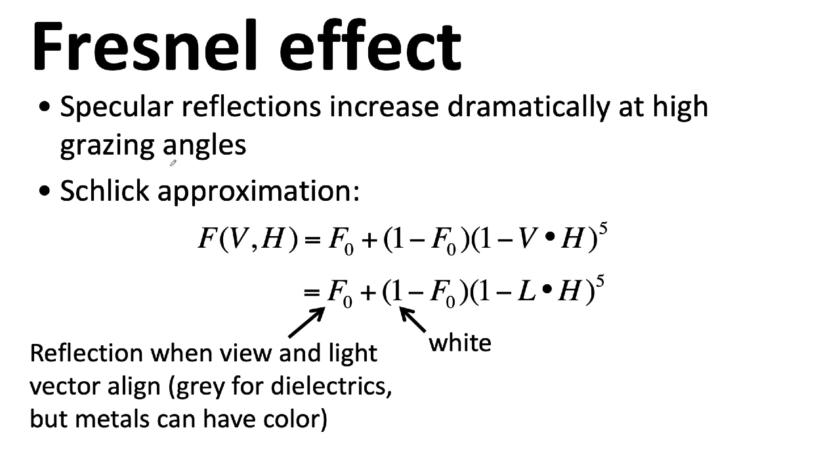There's a pretty good approximation called the Schlick approximation, and there's a couple ways to write it. You can either use v.h or l.h, and these are equivalent because, remember, the half vector is the vector that bisects the viewing vector and the light vector. So by the definition of being a bisector, h has the same angle to both v and l. We take 1 minus it, and we take it to the power of 5. So this gives it a really aggressive slope off near the edge.